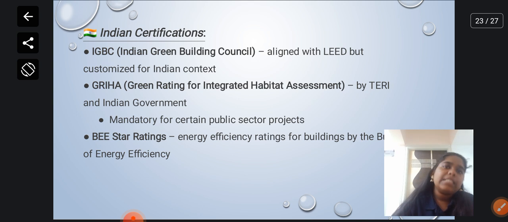And there are also some Indian certifications like IGBC, Indian Green Building Council. This is adopted along with LEED but customized for the Indian context. Next, GRIHA, Green Rating for Integrated Habitat Assessment. This is by TERI and the Indian government. And also BEE star ratings, etc.